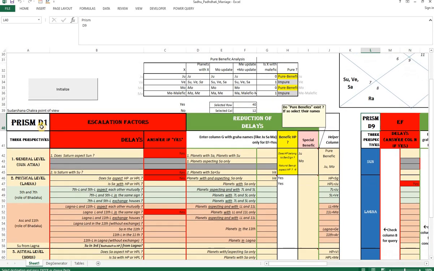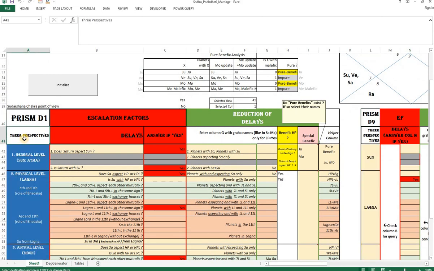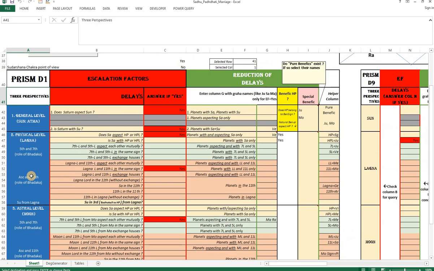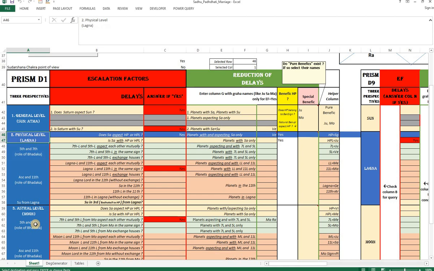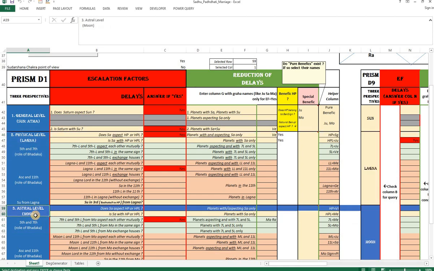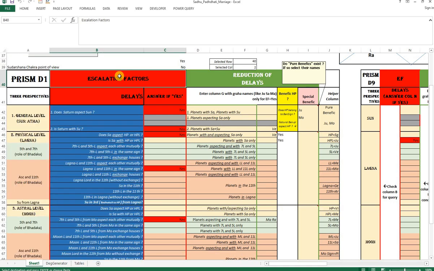And then for each of these prisms there are 3 perspectives that one has to look at. As I already told you on the mind map, it is the general level, the physical level, and the astral level. So Sudarshana Chakra based perspectives, which is Surya for the Atma, Lagna for the physical level, and Chandra for the astral level. And for each of these, there is an escalation factor which I have marked as red, which will cause the delays, and you have to answer yes or no for each of these questions.